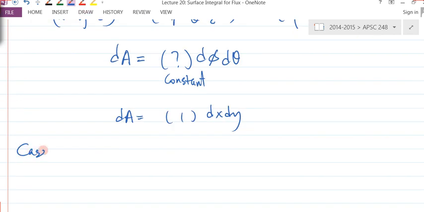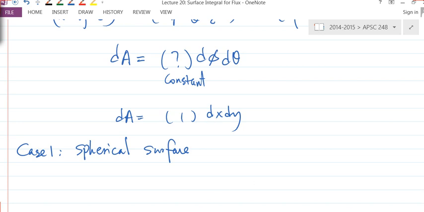So let's look at the first case. Maybe it's not that easy a case, but it's a pretty special case. Let's look at the spherical surface. What if the surface that you are asking to evaluate the flux for is a sphere? Basically, it's a part of the sphere. Then how do we deal with the situation?